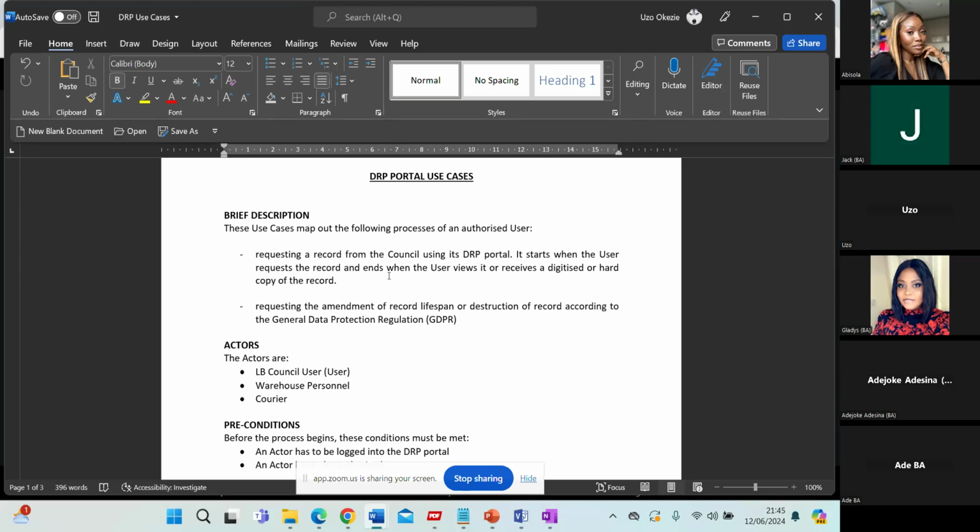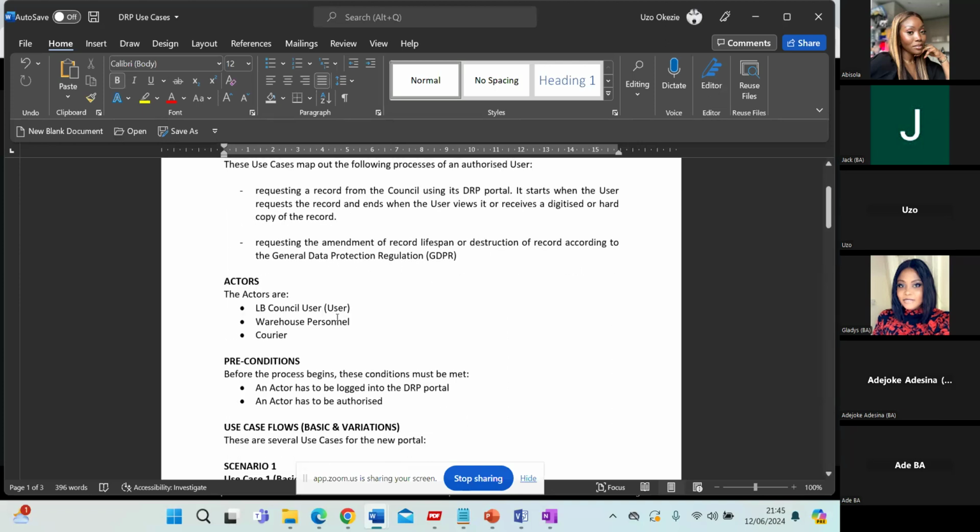Is this person registered? Is their record digitized? What if their record is still a hard copy? What happens? So there are so many scenarios. Remember, I told you use cases is what are the different scenarios? What are the different uses? What are the different scenarios that can come out of this? So that's just the backstory.